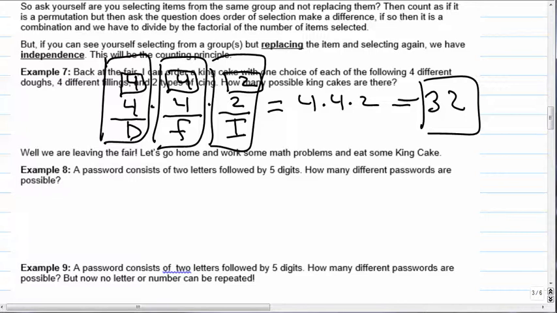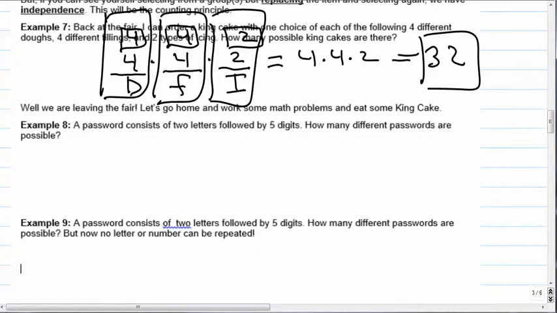Now we left the fair, about time. Let's go home, work some math problems, and eat some king cake. Our next example, we have a password. It consists of 2 letters followed by 5 digits. How many different passwords are possible?